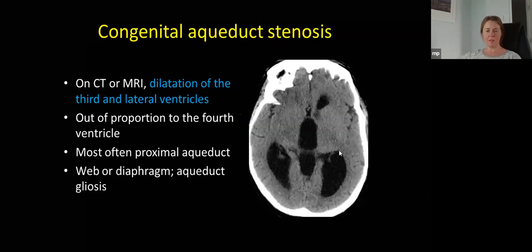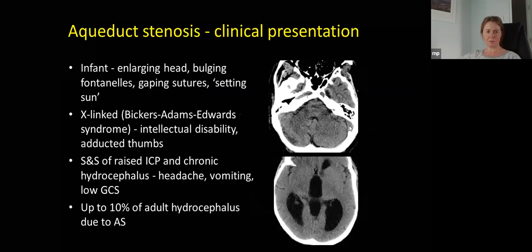So we've already talked about the pattern of this. Aqueduct stenosis is most often congenital, but it can also be acquired. And the third ventricle and the lateral ventricles are dilated. And the fourth ventricle is obviously normal. And the stenosis usually occurs in the proximal aqueduct. And it's described often as a web or a diaphragm, or can be due also to aqueduct gliosis.